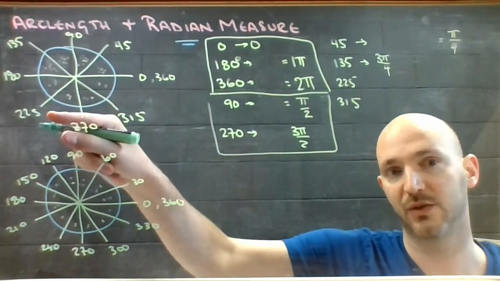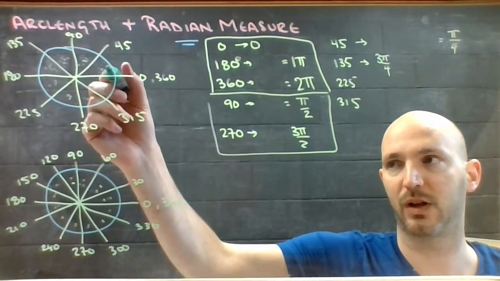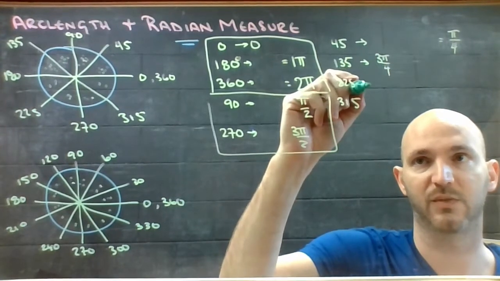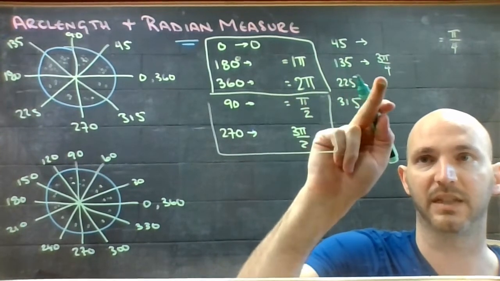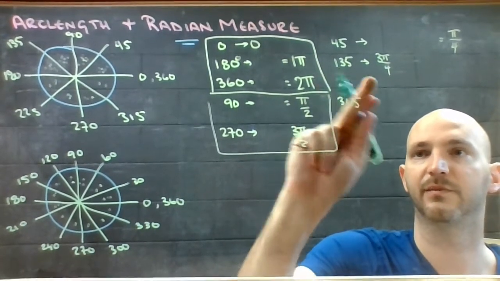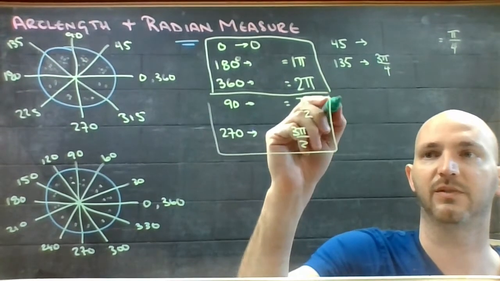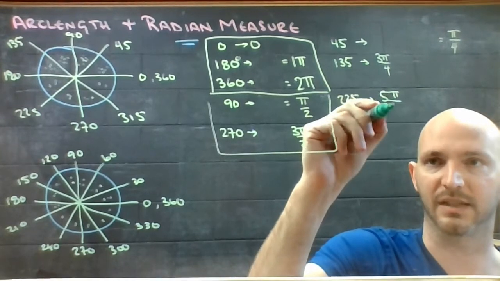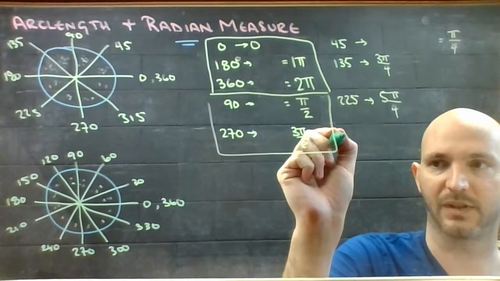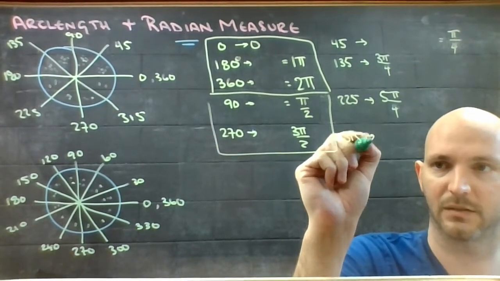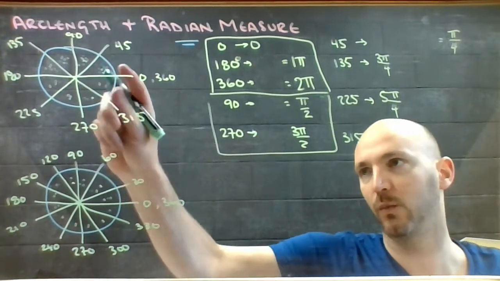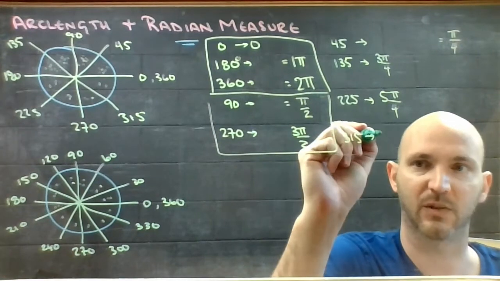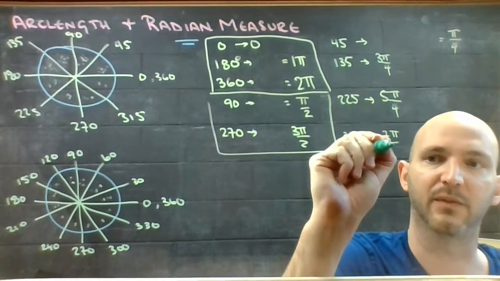In order to get to 225, I had to do 1, 2, 3, 4, 5 chunks this big. So 225 will be 5 chunks this big. And the last one, 315, would be 1, 2, 3, 4, 5, 6, 7 chunks this big. So 7 pi over 4.